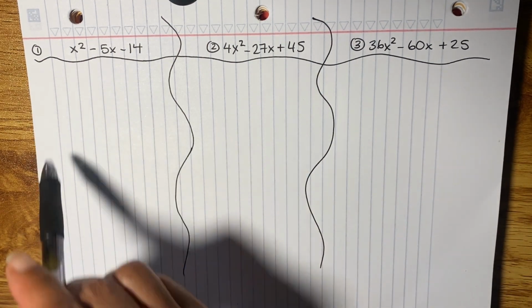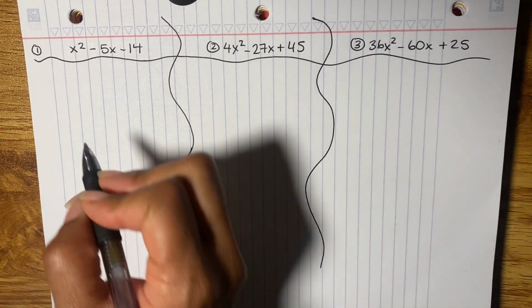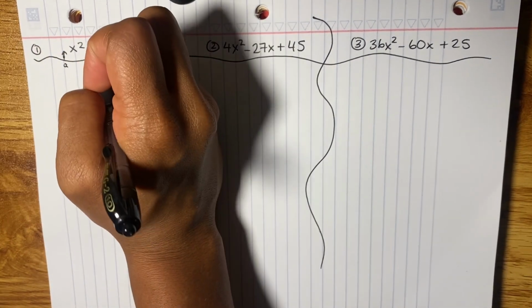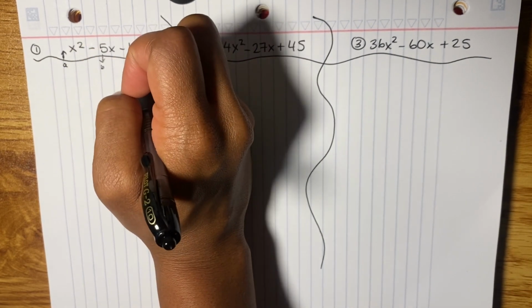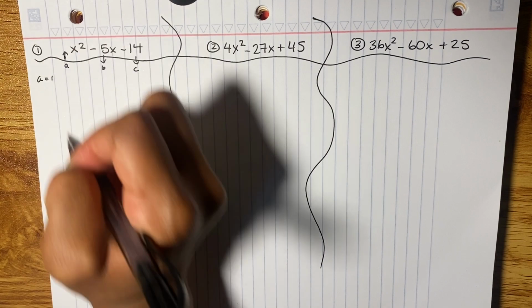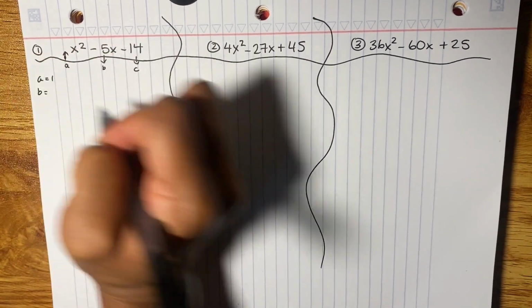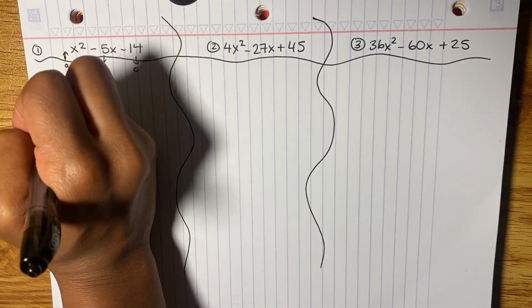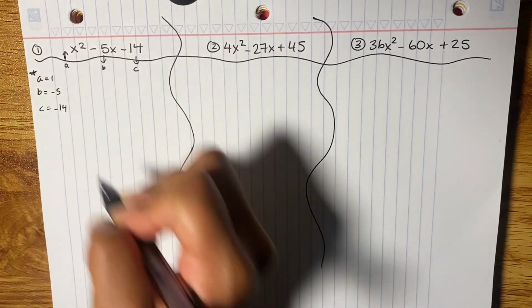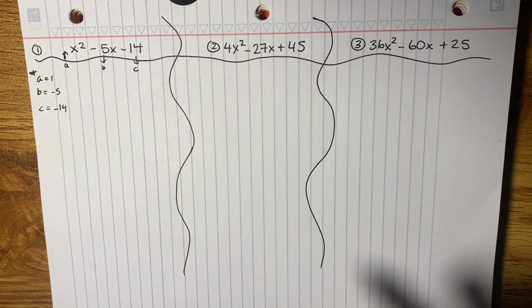The first one has an a value that's equal to 1. So let's begin by identifying that there is an a, there is a b, and there is a c in every trinomial. Here, the a value is equal to 1, the b value is equal to -5, and the c value is equal to -14. This part that the a value is equal to 1 is extremely important. It allows us to use a shortcut.